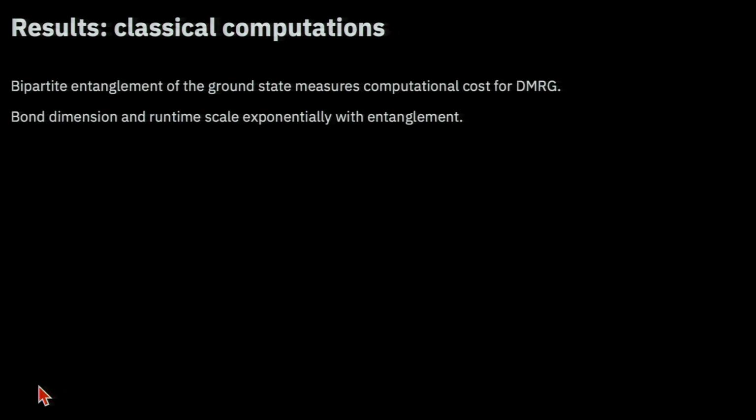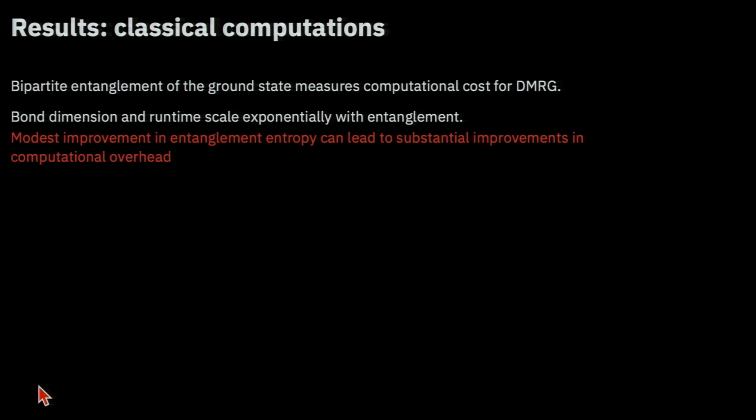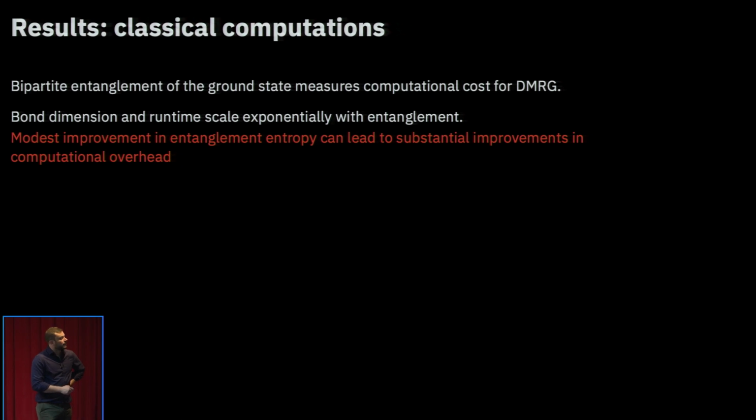In fact, speaking about classical computations, we know that a critical quantity to estimate the runtime of classical computations, such as DMRG, is the bipartite entanglement of a state across partitions. So we know that even a modest improvement in this quantity can lead to a massive speedup, because the classical computational overhead depends exponentially on this quantity, which is the bipartite entanglement.